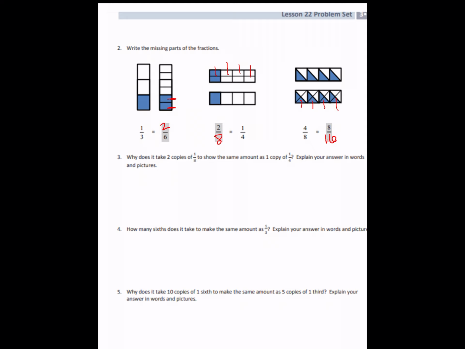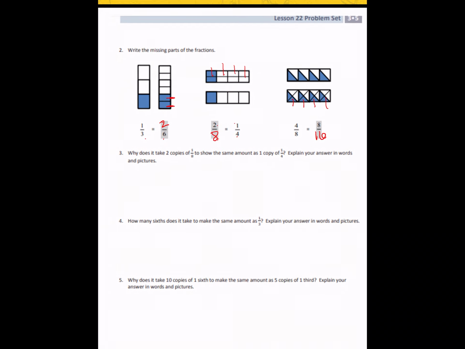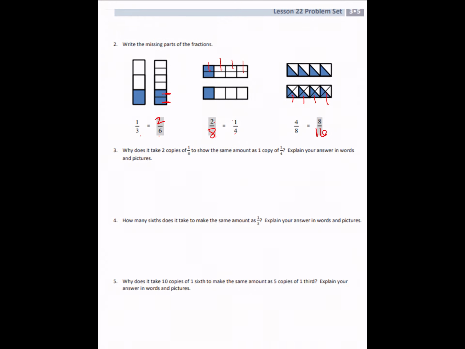4 doubled is 8. 8 doubled is 16. 1 doubled is 2. 4 doubled is 8. 1 doubled is 2. 3 doubled is 6. So we're looking at kind of doubles facts. That's another way to find equivalent fractions, is to double or use repeated addition with both your numerator and your denominator. All right, number 3.